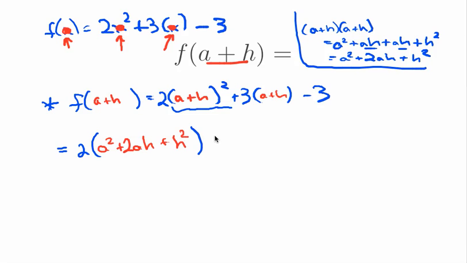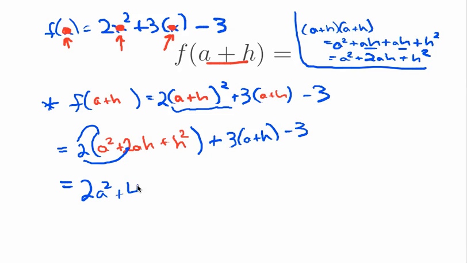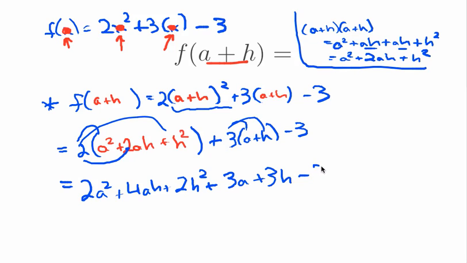Close the parentheses. And now I'm just going to copy the rest of the expression down. No need to do a whole rush of things here. Now the next step here is just to multiply the 2 through this parenthesis and the 3 through this parenthesis. And that's going to give me 2a squared, plus 4ah, all the way across here, plus 2h squared. Now I've got to do pretty much the same thing here. Multiply there, that's 3 times a. Multiply there, that's 3 times h, minus 3.